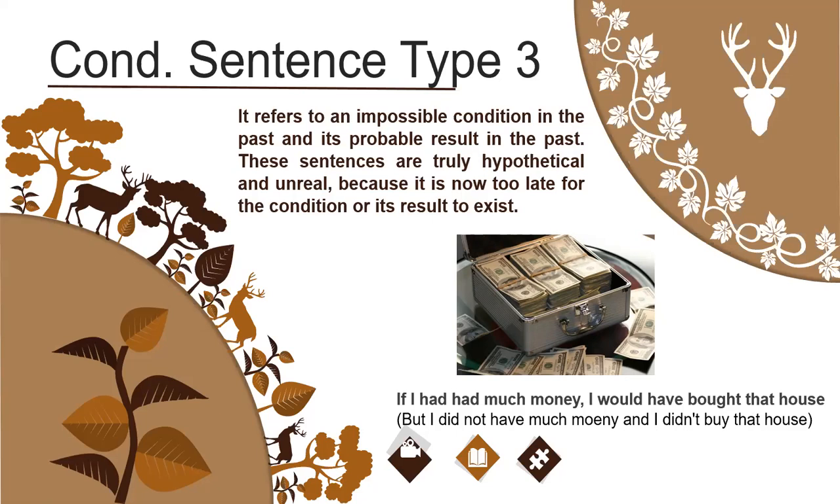If I had much money, I would have bought that house. Yeah, if I had much money, I would have bought that house. So it is like pengandaian, ya. Pengandaian, seandainya dulu itu aku punya duit, aku akan beli rumah itu. But the fact is, at that time in the past, I did not have much money. I had money, but maybe not that much to buy that house. So the fact is, I didn't buy that house because I did not have much money. That is the fact. Understand?